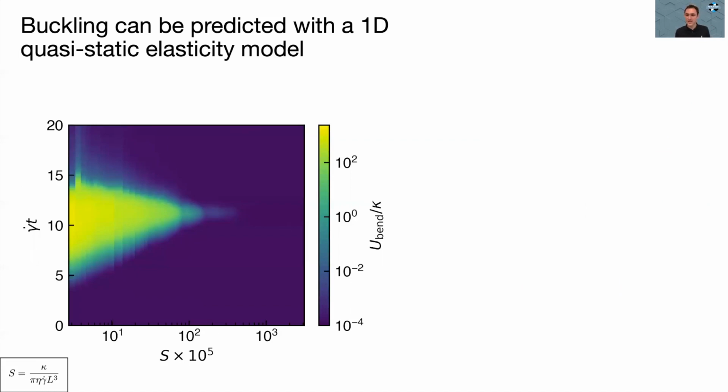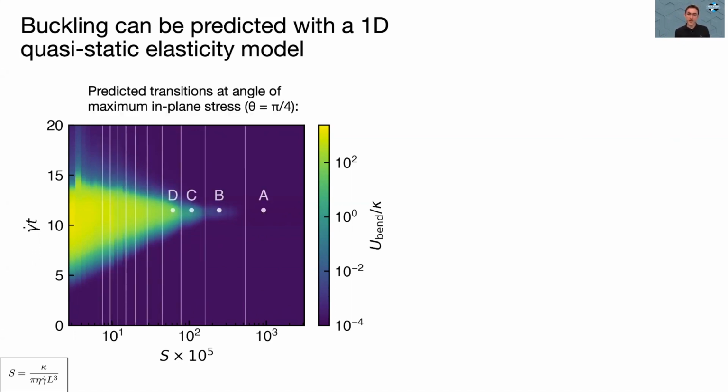Here I'm showing the bending energy over time for many different values of S. So each vertical slice here represents a different trajectory of a sheet. So soft on the left to stiffest sheet on the right relative to the shear flow over time on the y-axis, and the color represents the bending energy.